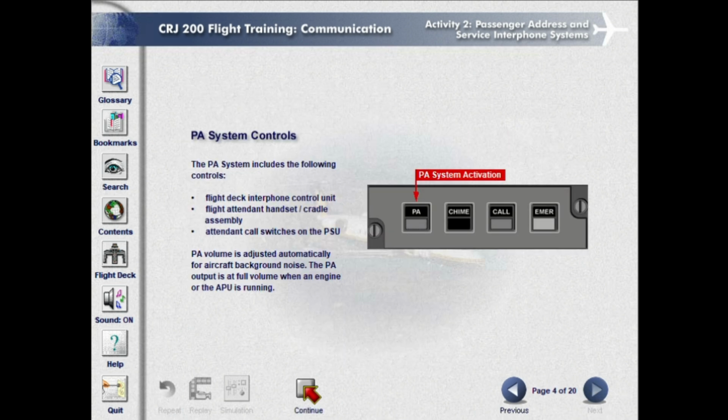PA system controls. The PA system includes the following controls: flight deck interphone control unit, flight attendant handset cradle assembly, attendant call switches on the PSU. PA volume is adjusted automatically for aircraft background noise. The PA output is at full volume when an engine or the APU is running.